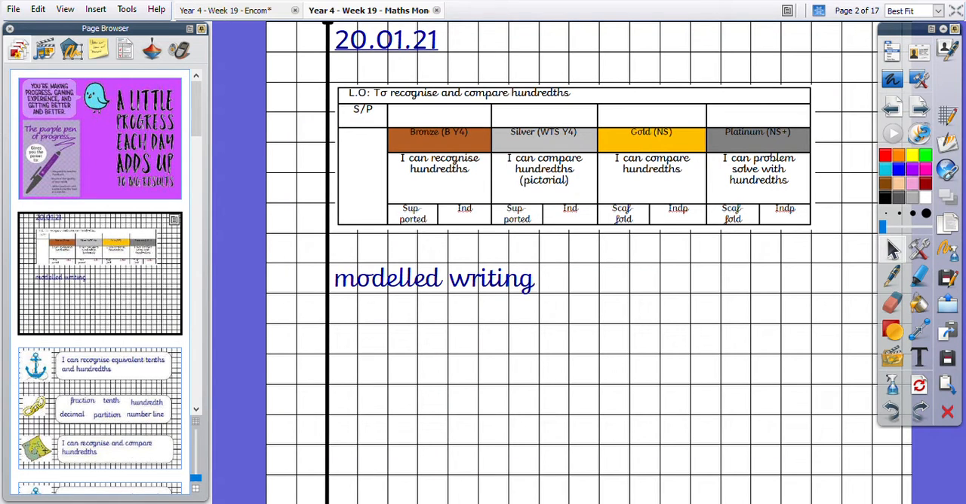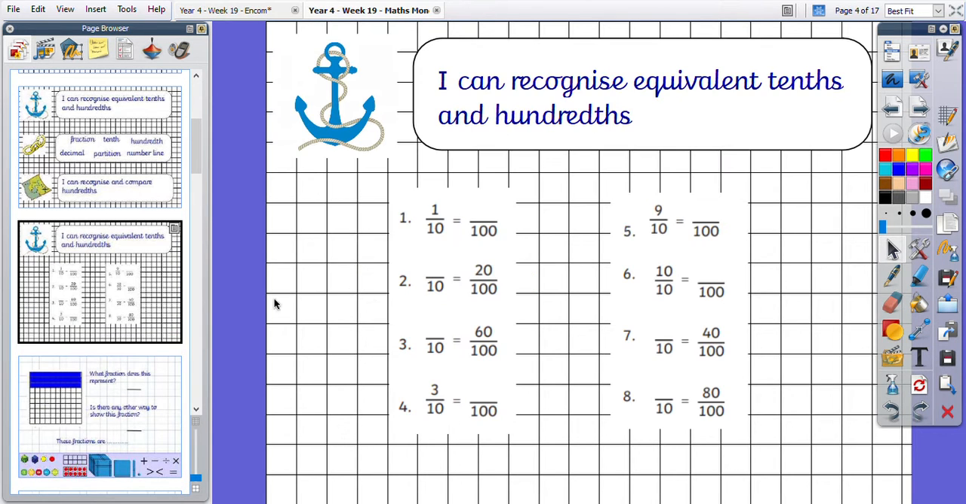Good morning, Year 4. Our maths learning this week, we are continuing to look at decimals, but we're moving into using hundredths. So for bronze, we are recognising hundredths. For silver and gold, we are comparing hundredths. And for platinum, we're starting to problem solve. So our anchor test then, I can recognise equivalent tenths and hundredths.